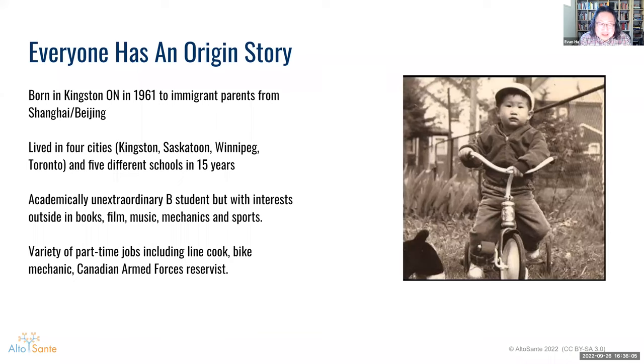I was born in Kingston, Ontario. My parents were immigrant students, basically political refugees from communism and then the nationalist government in Taiwan, which is another whole story. Because of that, we moved around a fair bit. I lived in Kingston, Saskatoon, Winnipeg, and Toronto, all before grade 13, finishing up in Ontario, with lots of schools. I wouldn't say my life was disrupted a lot, but I didn't stay in one place with the same gang of friends. It got disrupted a fair bit.